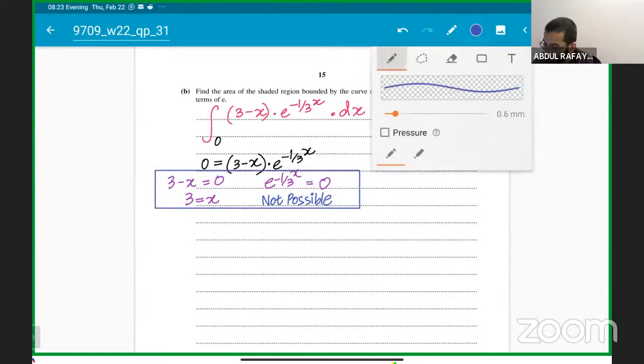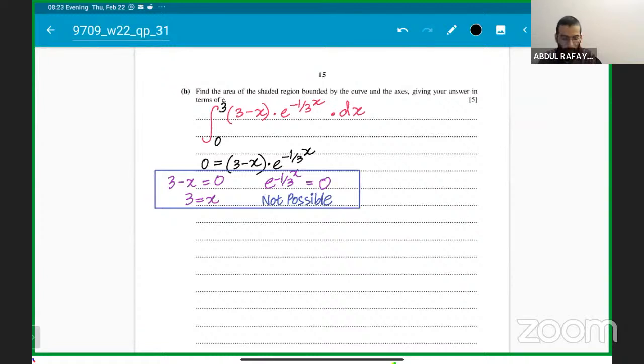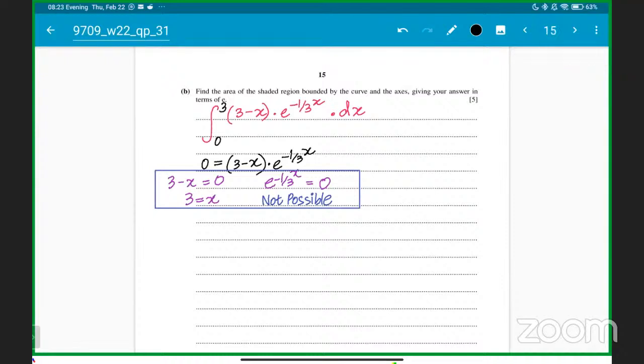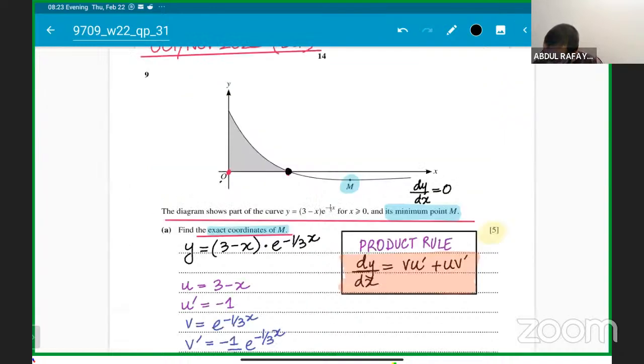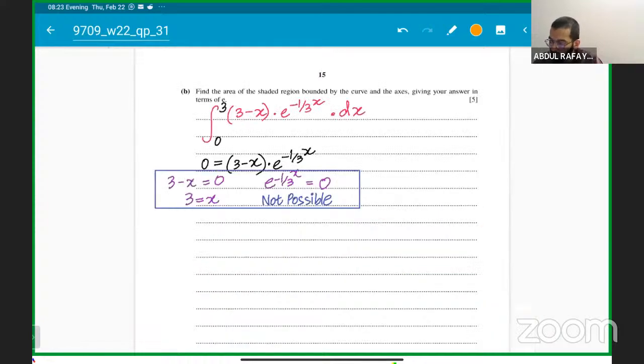So the limits are 0 to 3, guys. The limits are 0 to 3. Is everyone understood? Step 1, we got the limits. How did we get the limits? This is 0 and this is 3, because we have to do the integration for the shaded part only, which is from here to here only. Getting it clear? Understood?